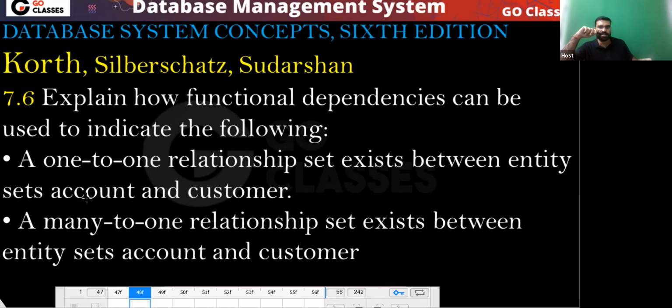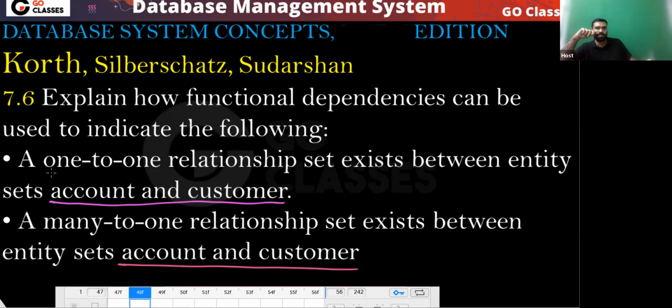Basically they have changed the account. In the 6th edition they have student comma instructor, and in this edition they have account comma customers. The only change is this. So here one-to-one relationship exists between account comma customer. So I can say account will determine customer, customer will determine account. Yes or no? This is very common sense, right?